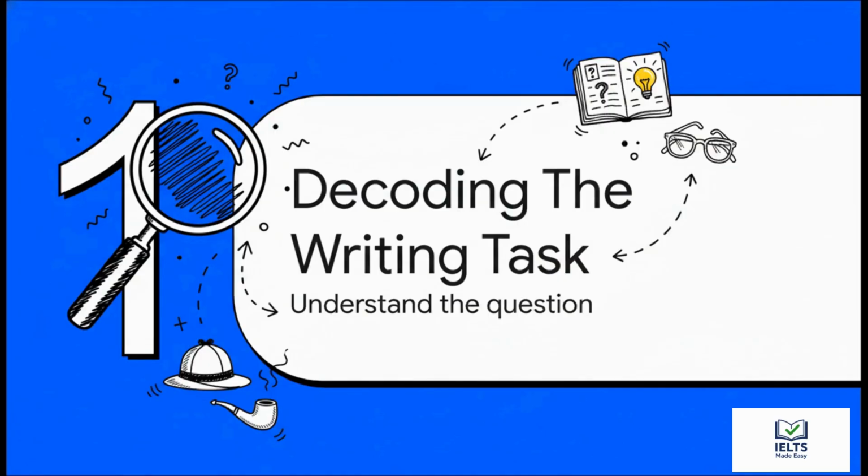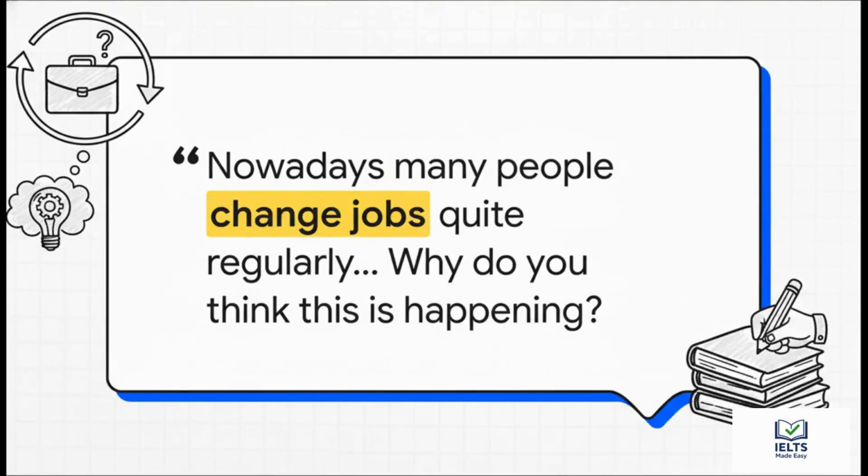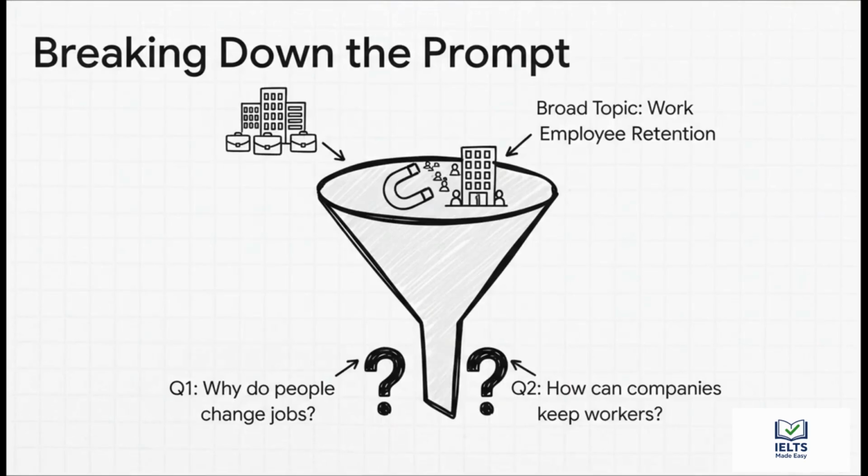Before you even think about writing a single word, you have to play detective and decode that question. Misunderstanding the question is the absolute fastest way to lose points. So we're going to use this example prompt throughout our little explainer. I want you to notice how it sets up a situation and then bam, it asks two very specific questions about it. This is a super common format, so you'll want to get used to it.